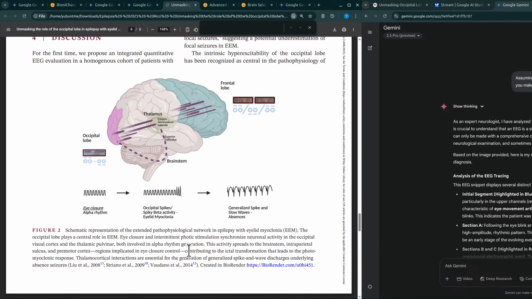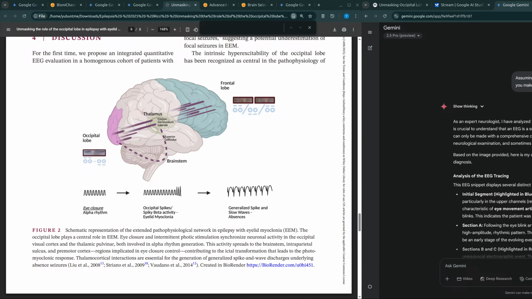That's the compelling argument they're making, and it's backed up by both the visual and the quantitative EEG findings. They also try to connect this idea to features we already know are common in EEM. The occipital lobe's job in vision, well, that obviously links to photosensitivity, right? That light sensitivity, so typical of EEM.